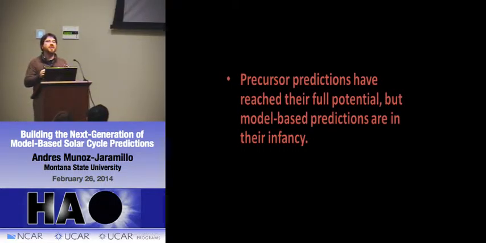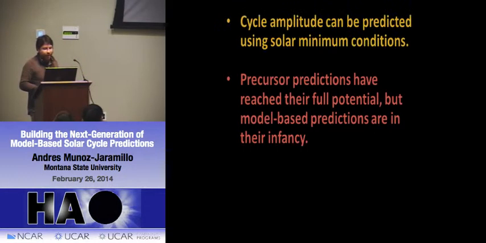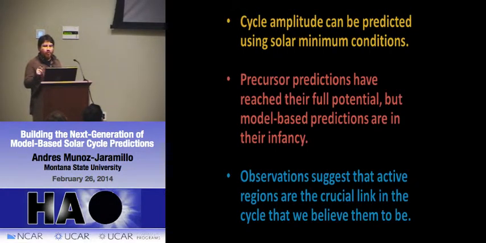Even the most direct proxy that we have, which is polar flux, works only for 2 years before the minimum. And you don't need to do geomagnetic precursors anymore. We have the observations of the polar flux, right? This was before when we didn't, but now, from now on, we will have them. And of course, like I told you, the cycle amplitude can be predicted using solar minimum conditions. Observations suggest, and I think this is also a very important result of this study, that active regions are the link that we think them to be.